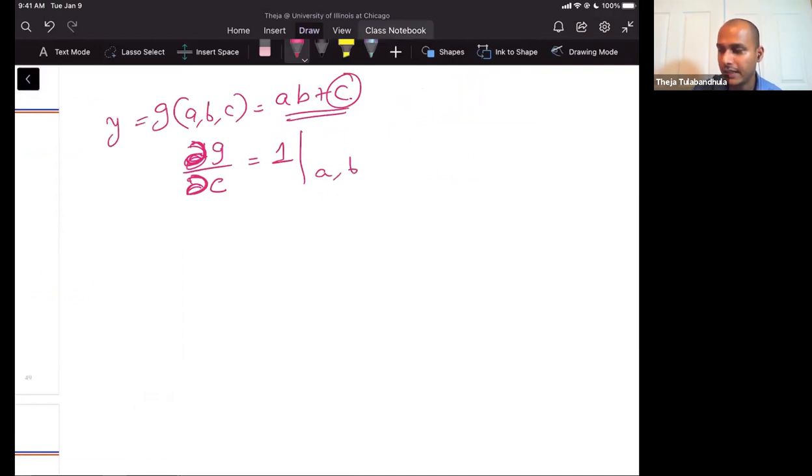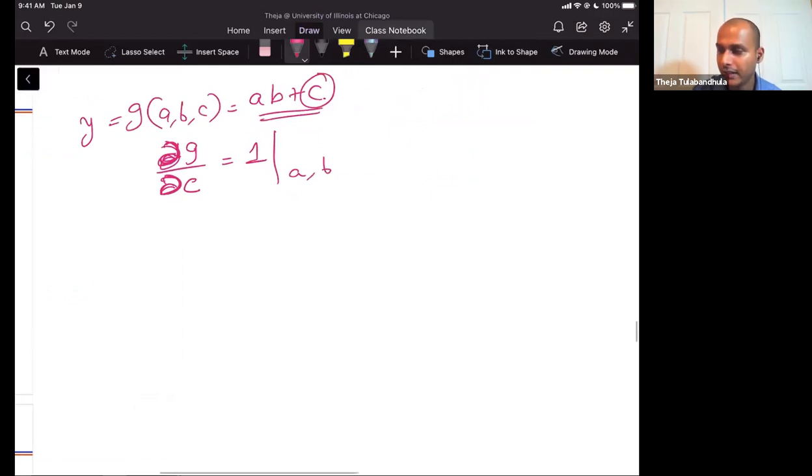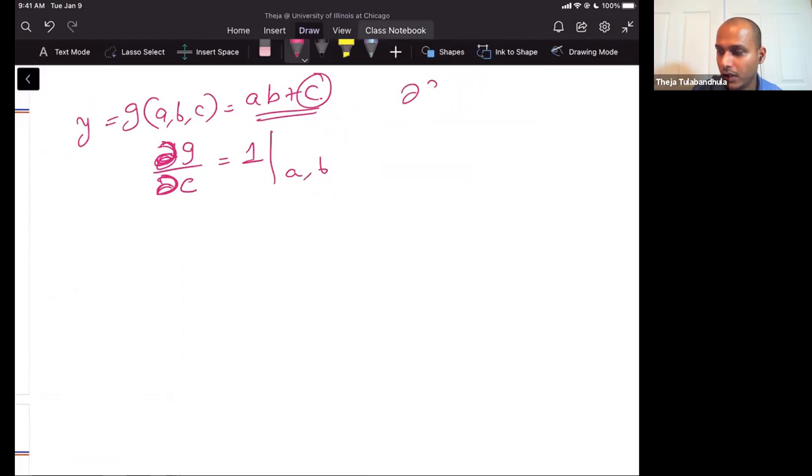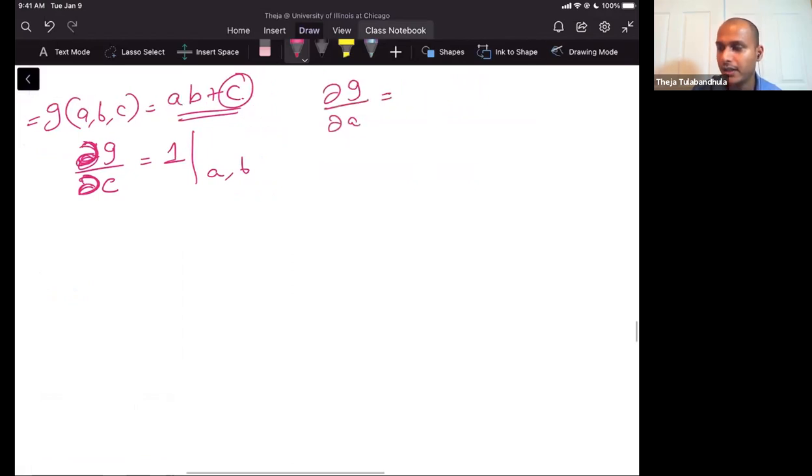So given I can find the partial derivative of the output with respect to C, I can also find the partial derivative of the output with respect to A, right? The second term doesn't involve A, so it's a constant, it doesn't change, so it's basically zero. The first term varies with A. So if I increase A by 1 unit, let's say the output changes by B units. And similarly, the partial derivative of G with respect to B is equal to A.